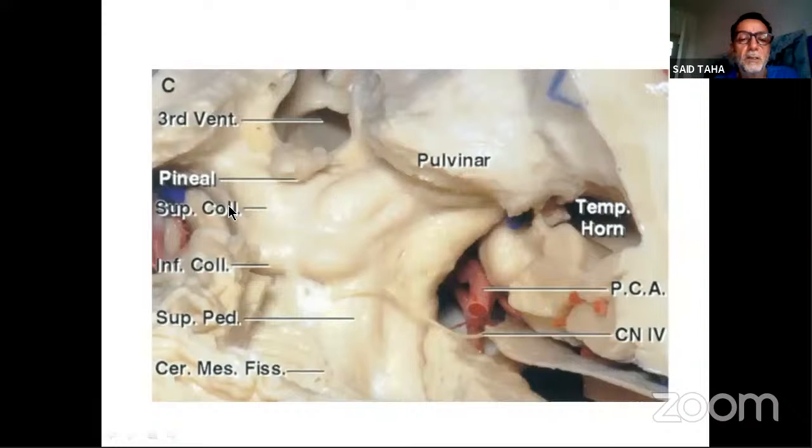This is the quadrigeminal plate with the colliculi. The pineal body is above the colliculi, and it's attached to the posterior part of the third ventricle by the habenular commissure in the upper part, and the posterior commissure in the inferior part.